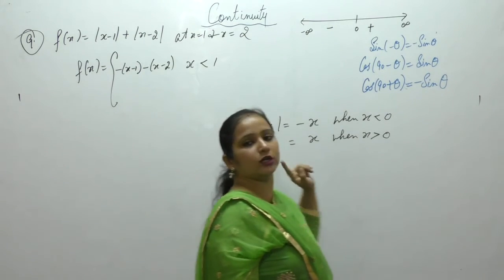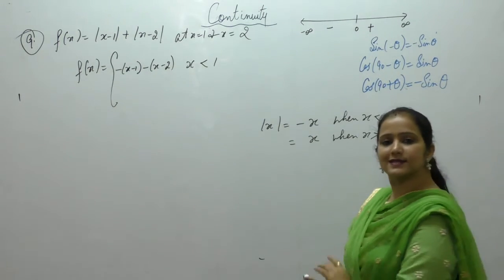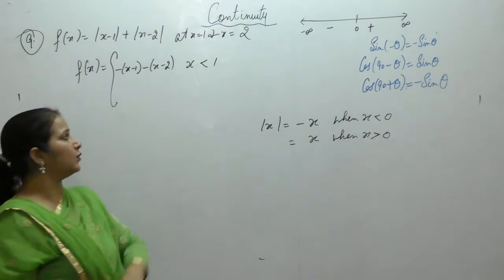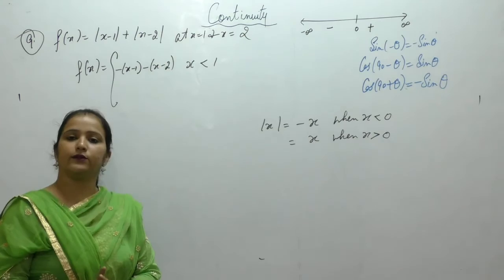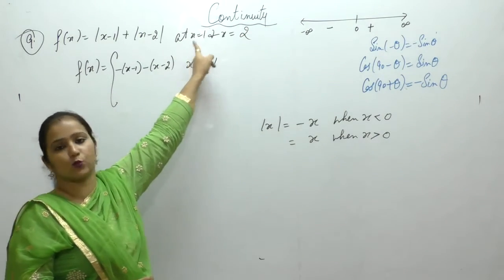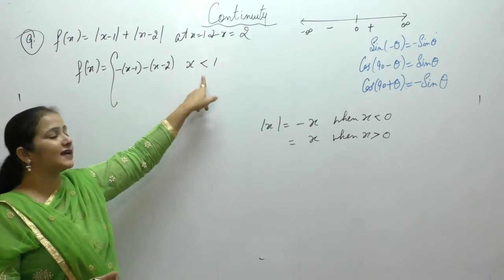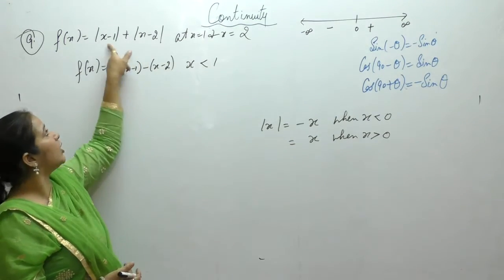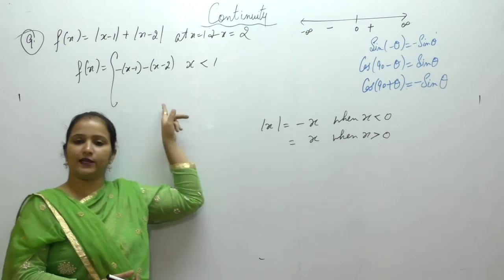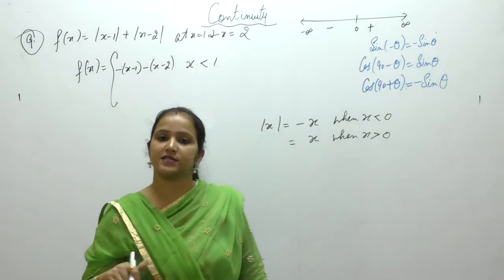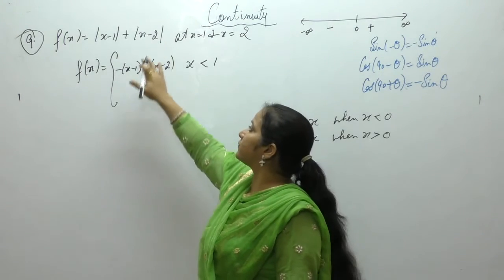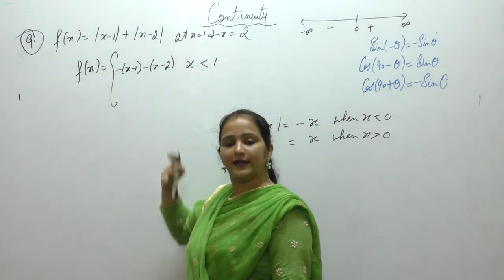We know modulus of x is negative when x is less than 0 and positive when x is greater than 0. We have to check the continuity of this function at 2 points, 1 and 2. So first is the case when x is less than 1. When x is less than 1, then modulus of this function will be negative. Any term when less than 1 will be less than 2 also. So modulus of x minus 2 is also negative.